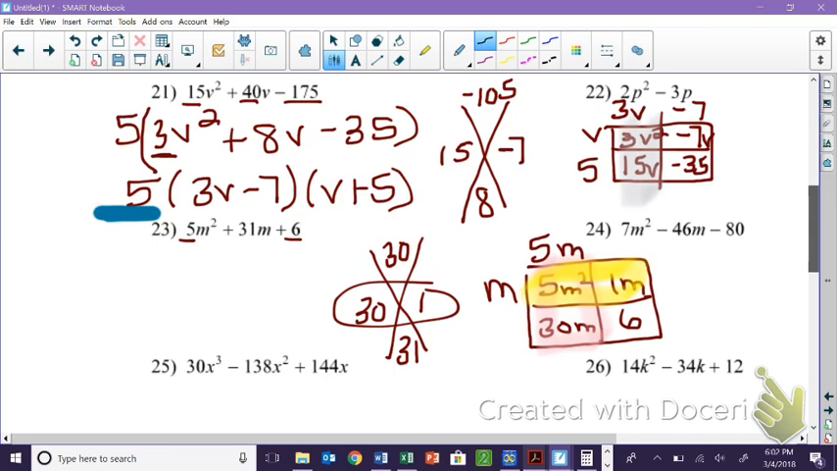So now we can fill in the rest of the pieces. M times what will give you 1m? Simply 1. And then we come down here. This will be 5m times 6. Does it all work? Yes, it does. So my parentheses, 5m plus 1, m plus 6. It is now completely factored.